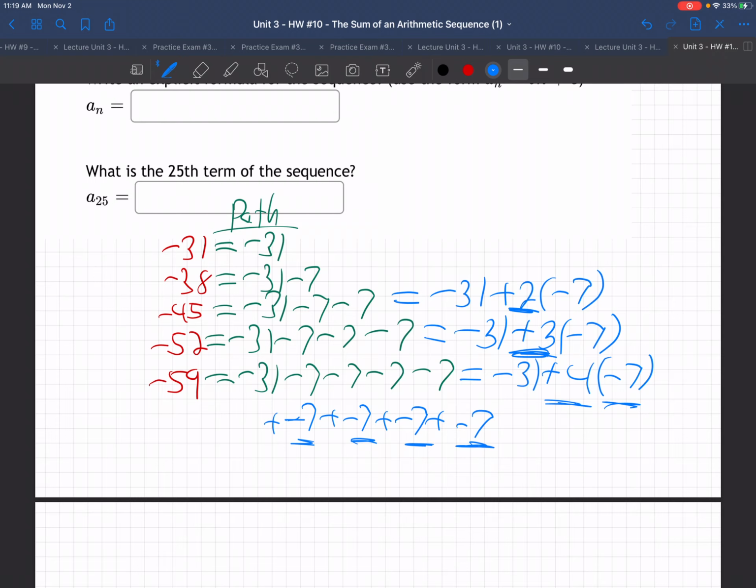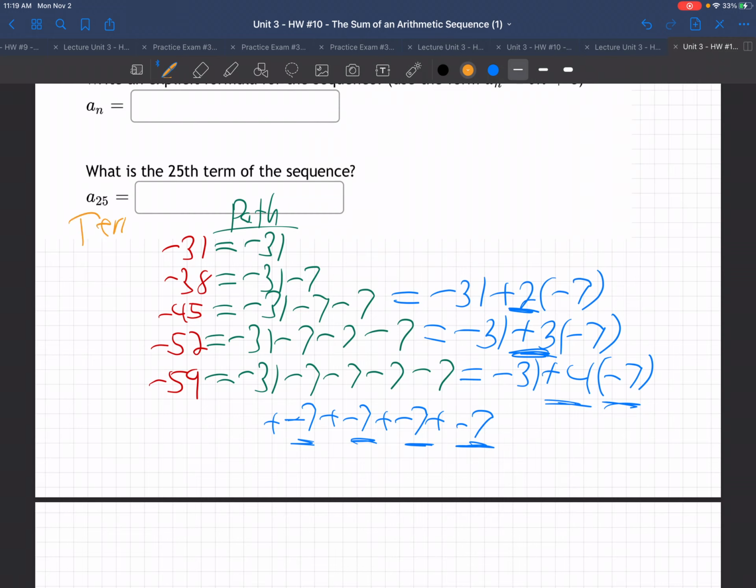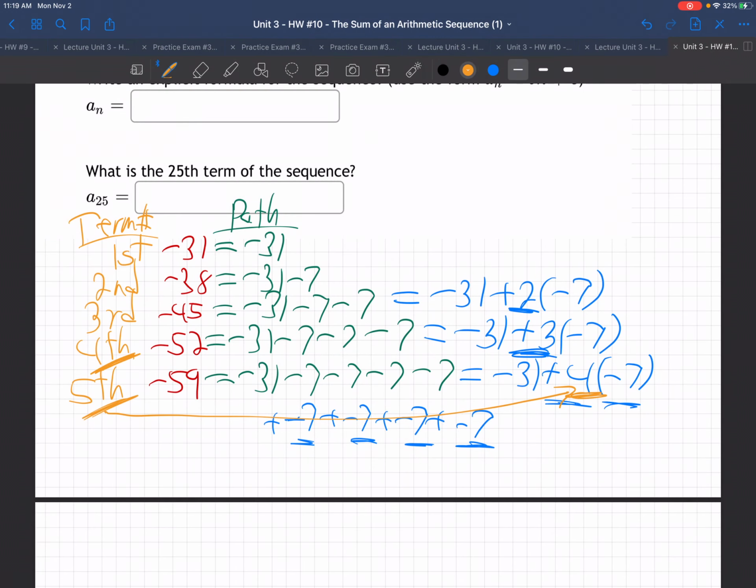Okay, so let's write out what we've got going on here. And you've got to have the term number. So this is the first term, second term, third term, fourth term, fifth term. So the fifth term has got 4 negative 7s. The fourth term has got 3 negative 7s, etc.